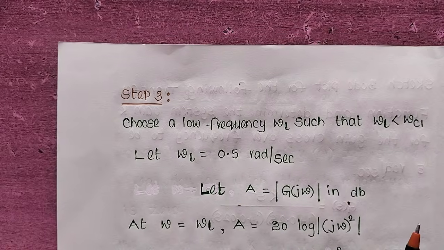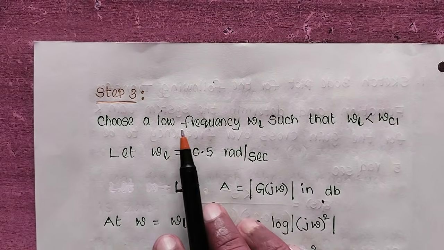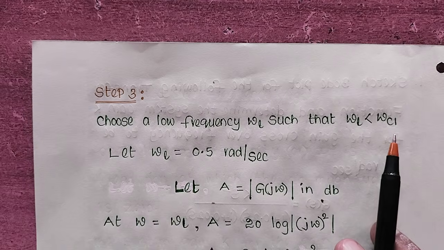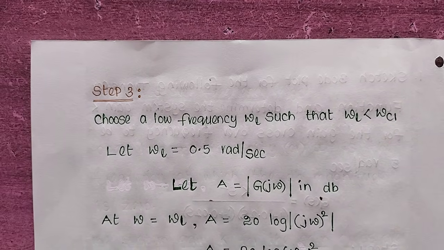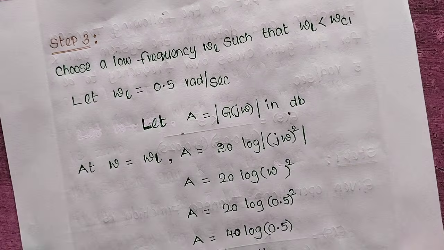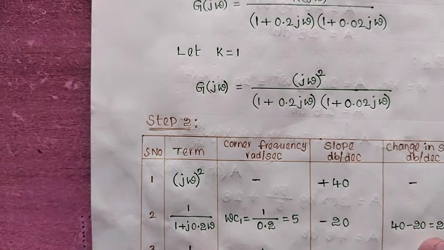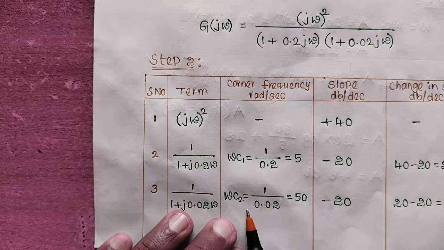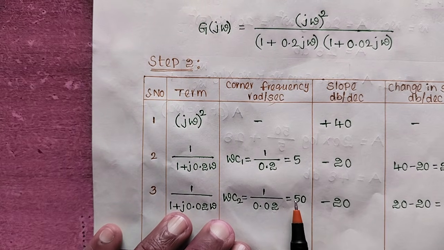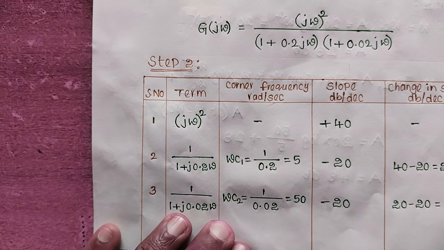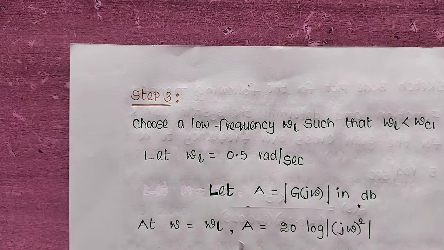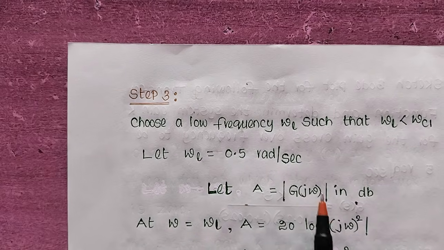Coming to step 3. Here choose a low frequency omega L such that omega L is less than the first corner frequency omega C1. Now we have to choose one arbitrary frequency which is less than omega C1. So omega C1 is 5 radians per second and omega C2 is 50 radians per second. So we have to choose one arbitrary frequency whose value is less than 5 radians per second. So I'm taking that as some, let omega L equal to 0.5 radians per second.